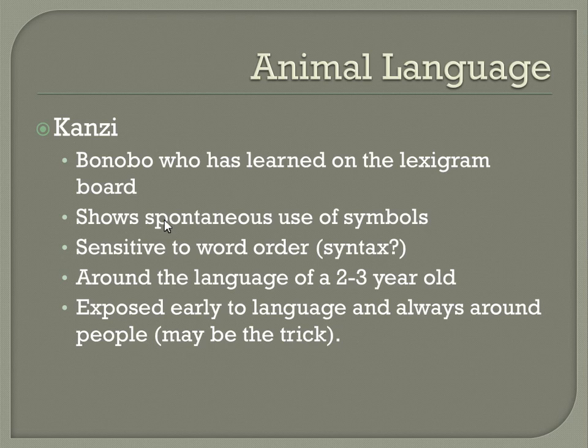So he was sensitive to word order, and he had the language of around a 2 to 3 year old. He was exposed very early to language, and he was always around people. And so that may be the real crux of it: they had to be around people, so that environmental component, and exposed very early, which is sort of the critical periods hypothesis.